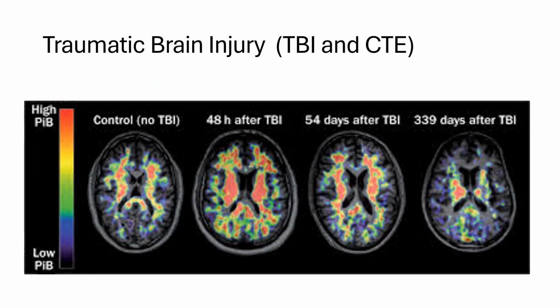This is an example of TBI imaging with the Pittsburgh compound. So beta amyloid imaging can be used in this way. There's no control, or the control patient is somebody who has not had a traumatic brain injury. And then the middle ones there are traumatic brain injuries within the first 48 hours and 2 months, roughly, of the TBI. And then the last one is about just under a year after the traumatic brain injury.